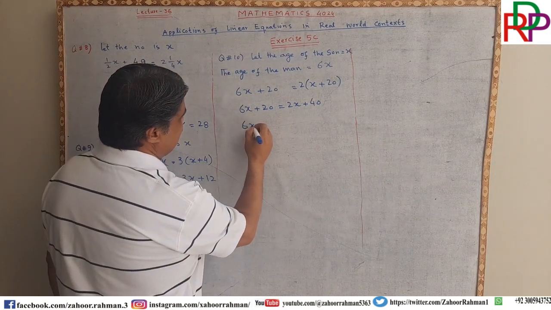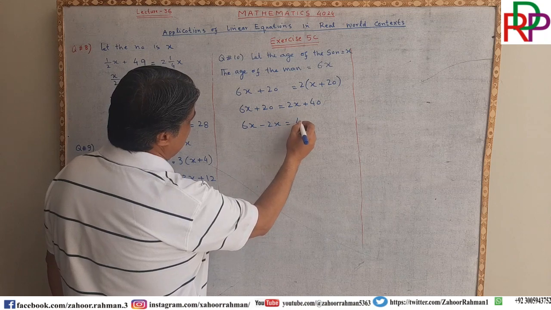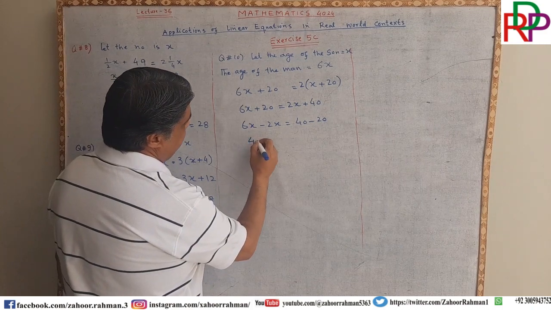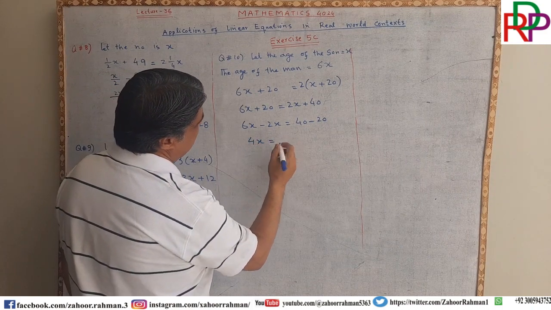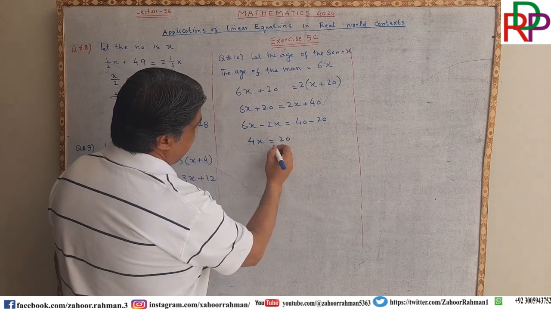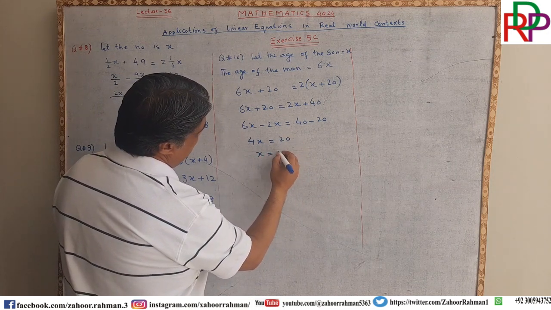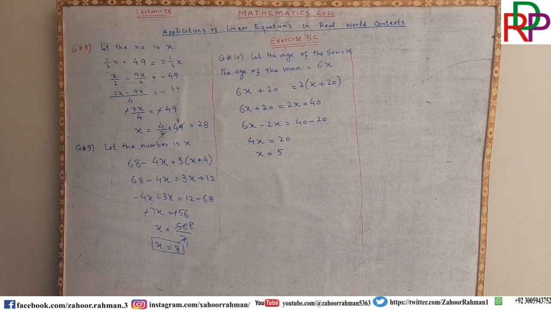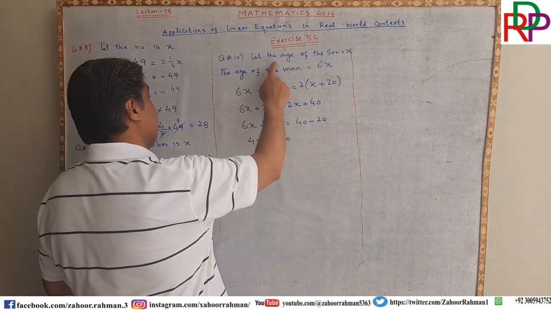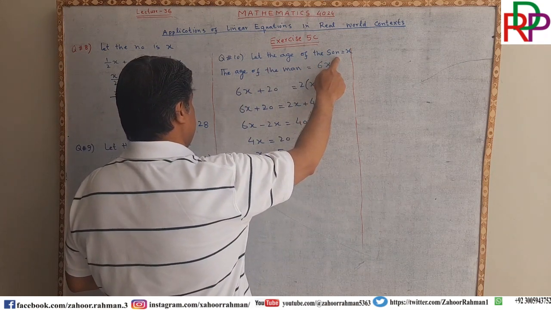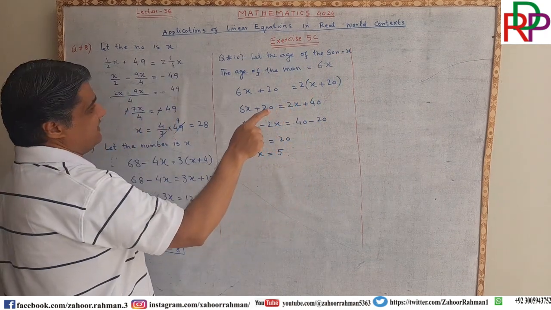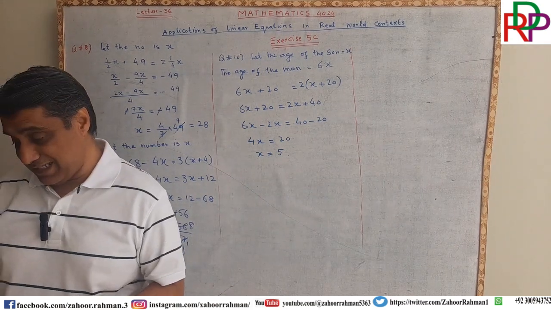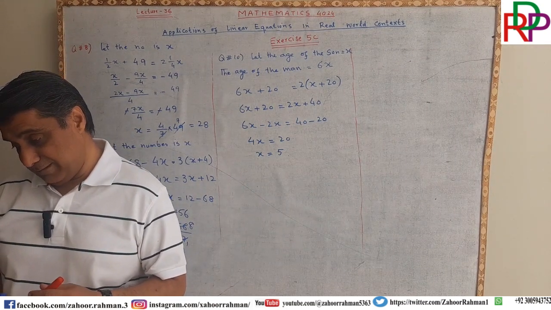Now 6x minus 2x is equal to 40 minus 20. So it will be 4x is equal to 20. It means that x is equal to 5. Yes, dividing both sides by 4. So we found the age of the son, and the question is asking that you have to find the age of the man when his son was born.